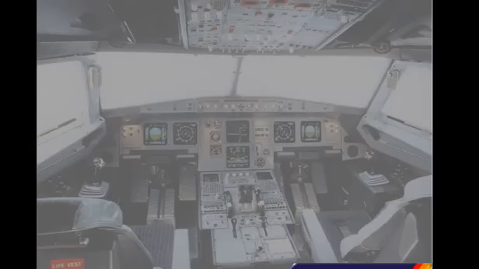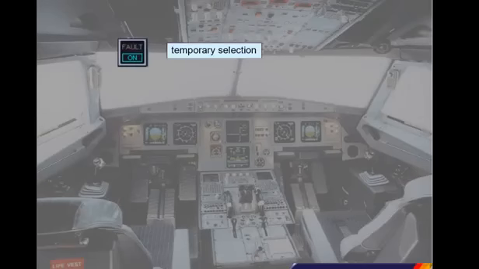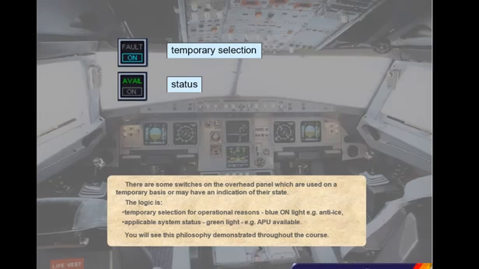There are some switches on the overhead panel which are used on a temporary basis or may have an indication of their state. The logic is temporary selection for operational reasons, blue on light, for example, anti-ice. Applicable system status, green light, for example, APU available. You will see this philosophy demonstrated throughout the course.